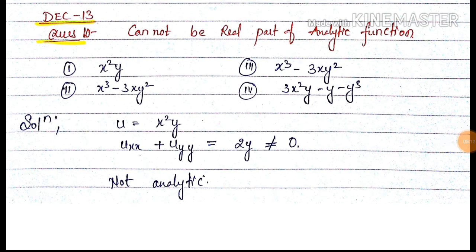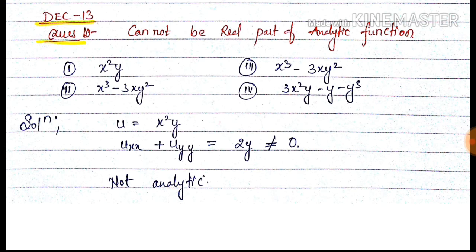Now, this is a question of NET December 2013. The question is, which of the following cannot be the real part of an analytic function? From the note point, a non-constant real part cannot be analytic. So, from the options, we have taken u equals x square y.